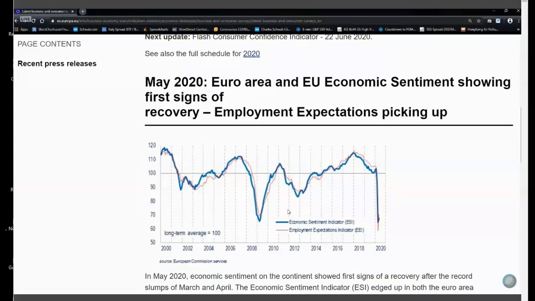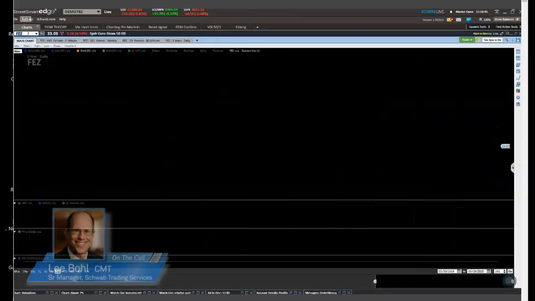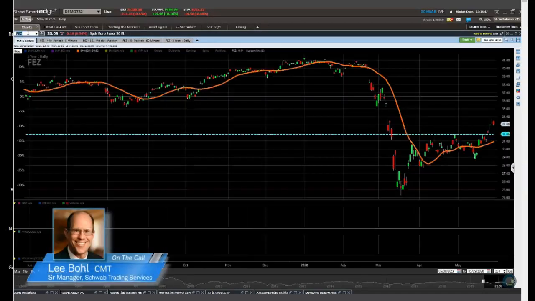So I don't know if you're underexposed. This is the ETF for the Euro Stoxx 50. It also just broke out recently. So if you're underexposed, based on that, maybe dabble in it or not, but I thought it was just kind of interesting.